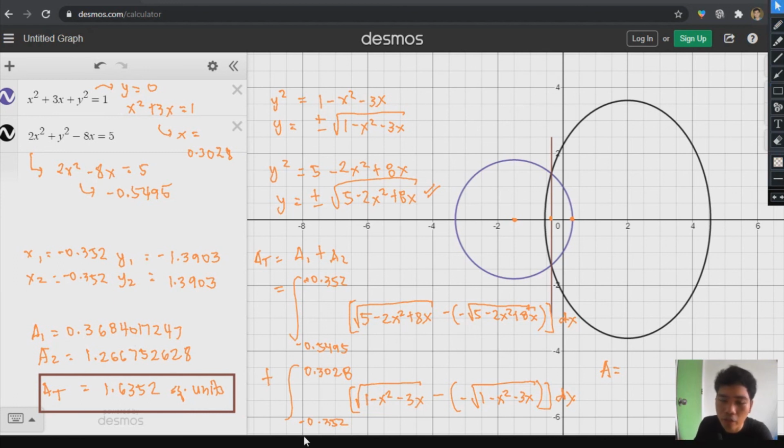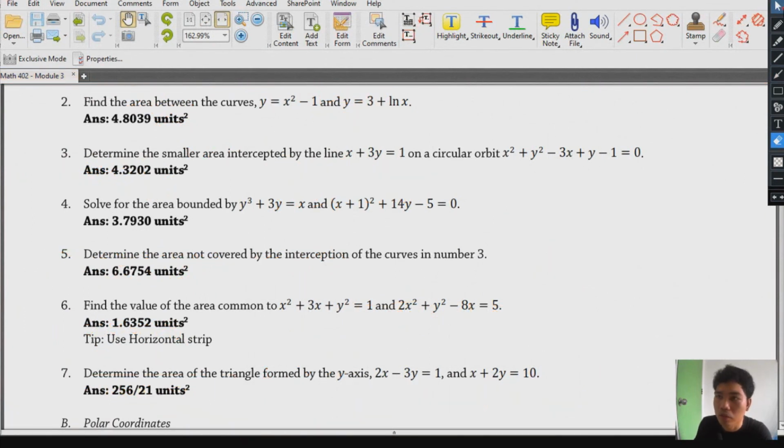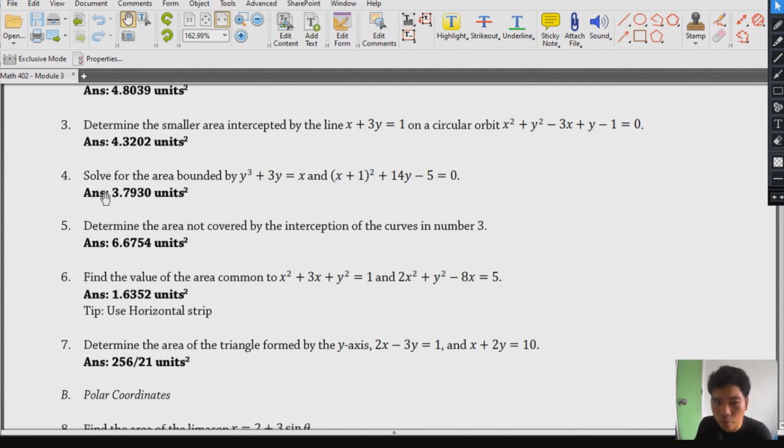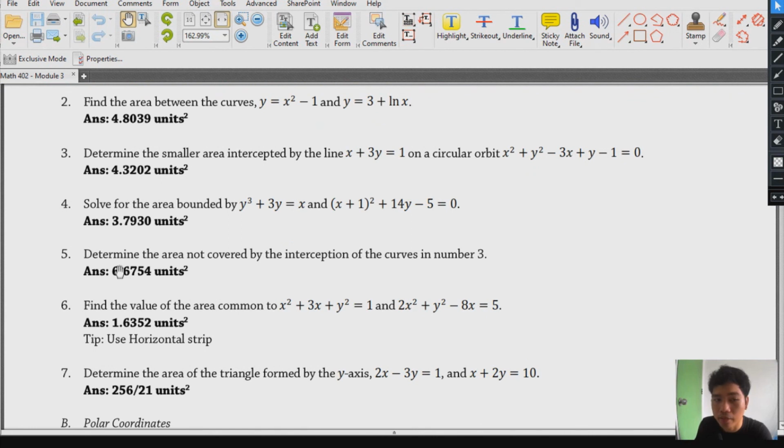Again, let's check kung yun nga yung sagot. So, 1.635. Okay. So, yun nga yun. And then, ayan. So, with this, I'm done with 2, 4, 6. So, hope kaya nyo sagutan yung 3, 5, and then 7. So, ganun lang din naman yung concept niya. Walang pinagkaiba. Same lang din.